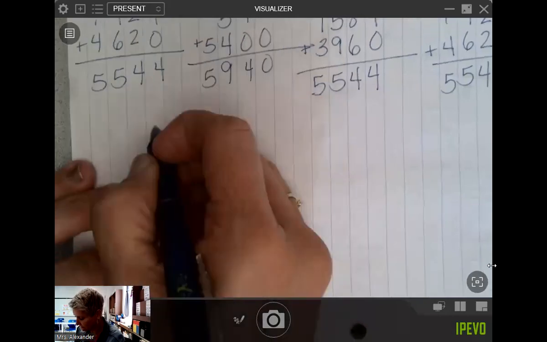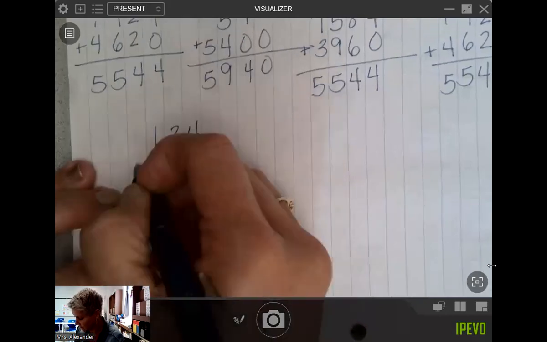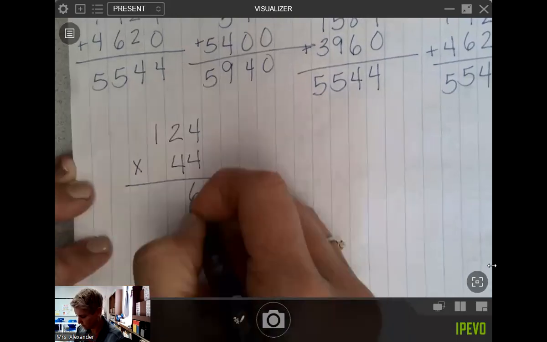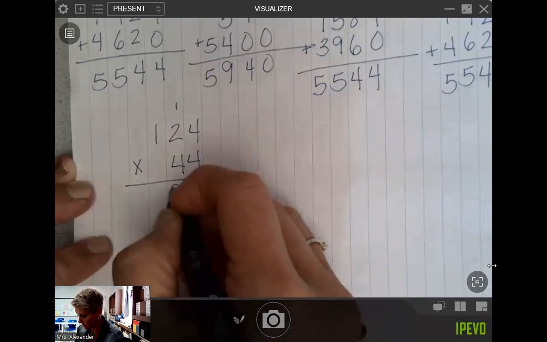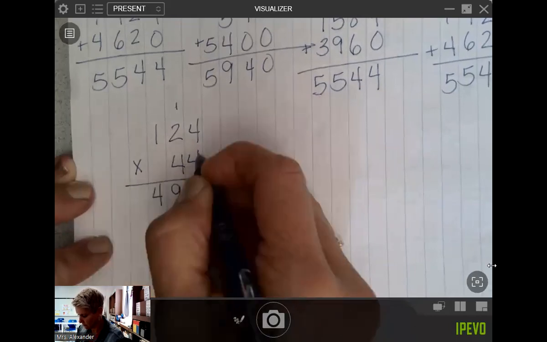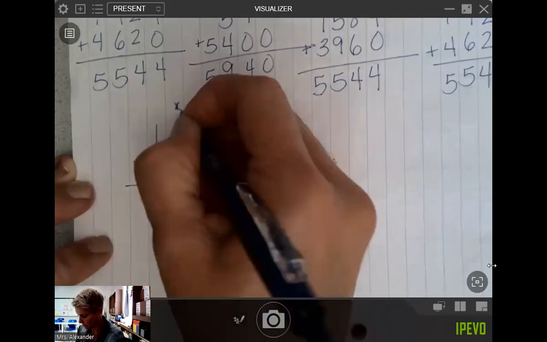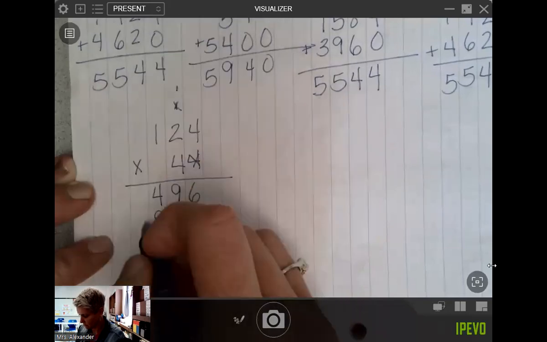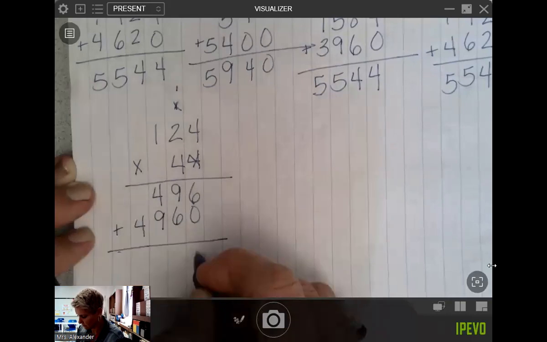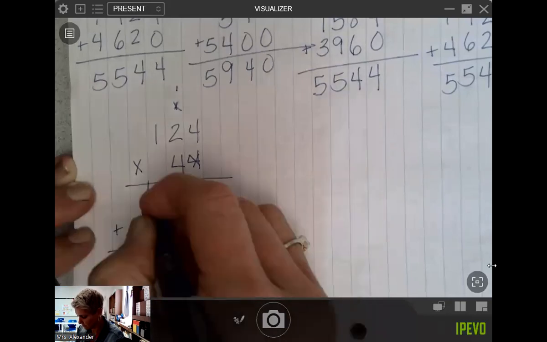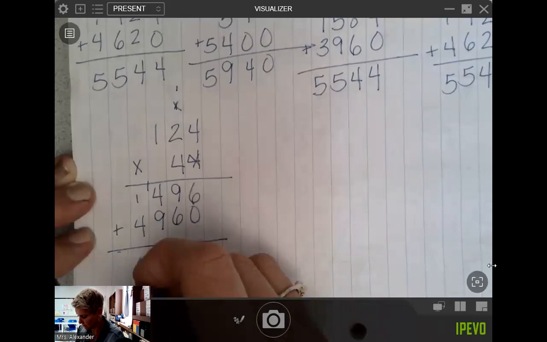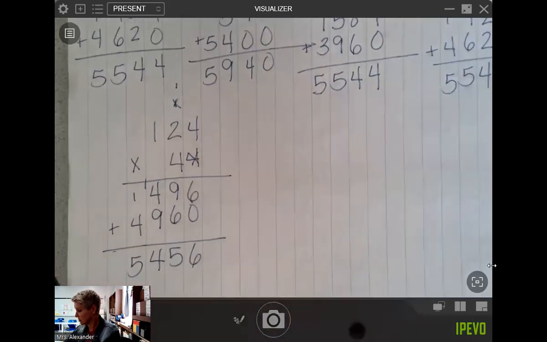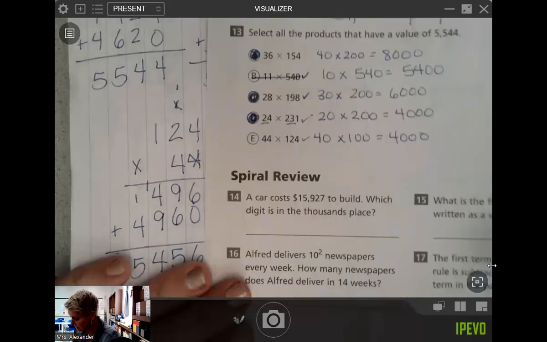124 times 44. 5,456. So it looks like A, C, and D.